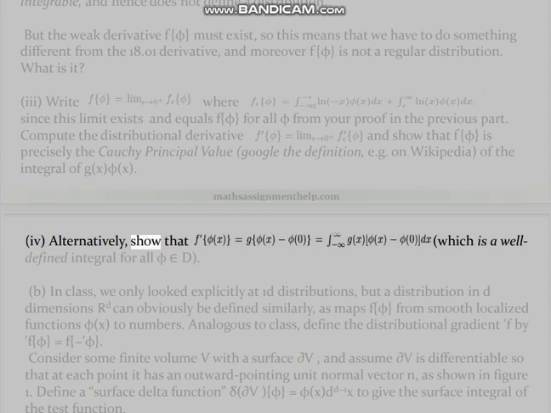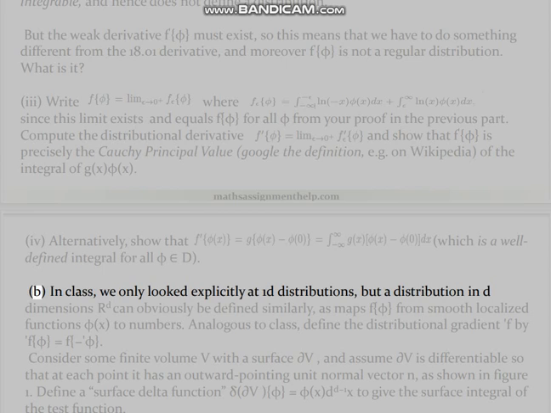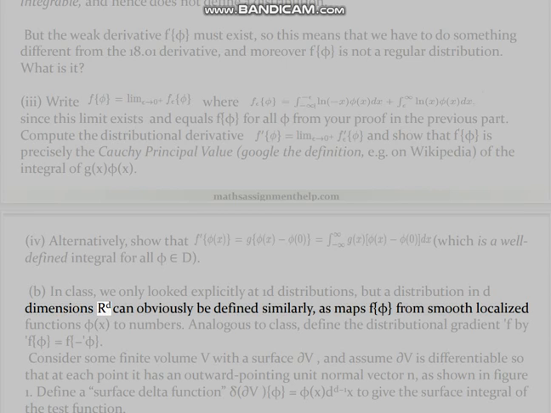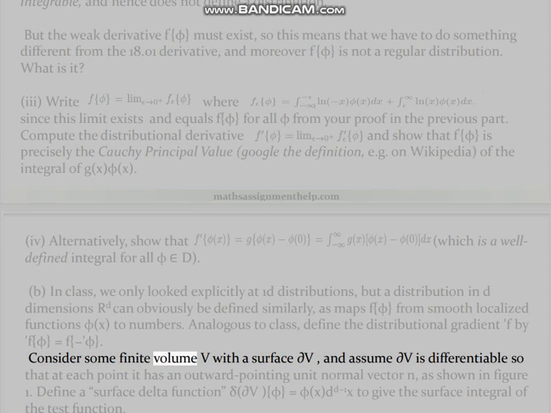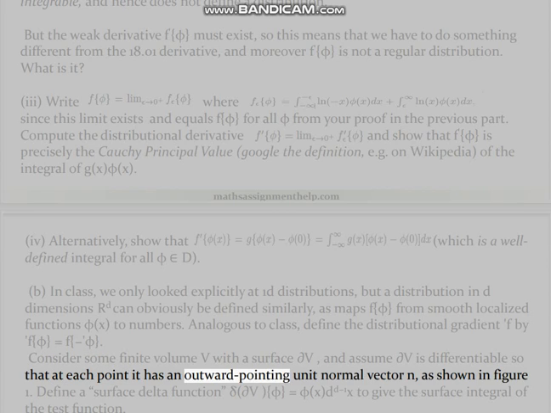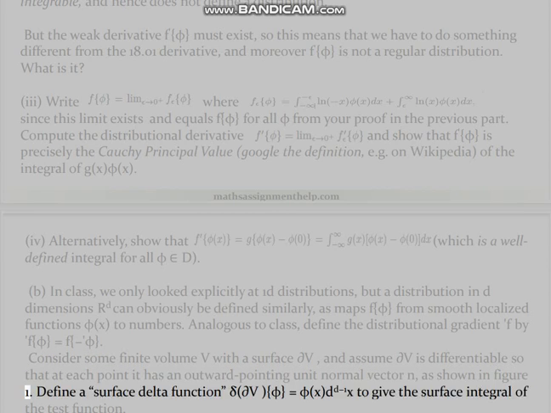4. Alternatively, show that this is a well-defined integral for all phi in D. B. In class, we only looked explicitly at 1D distributions, but a distribution in d dimensions, R^d, can obviously be defined similarly, as maps f of phi from smooth localized functions phi(x) to numbers. Analogous to class, define the distributional gradient of f by the gradient of f of phi equals f of minus the gradient of phi. Consider some finite volume V with a surface del V, and assume del V is differentiable so that at each point it has an outward-pointing unit normal vector n, as shown in Figure 1.